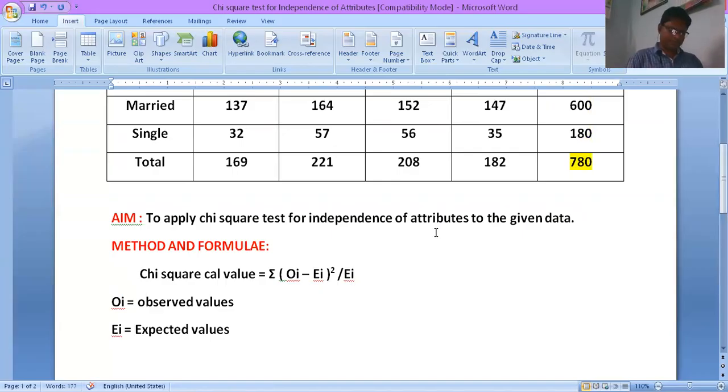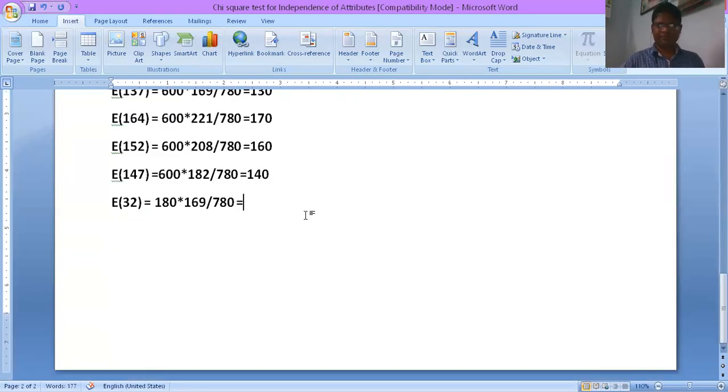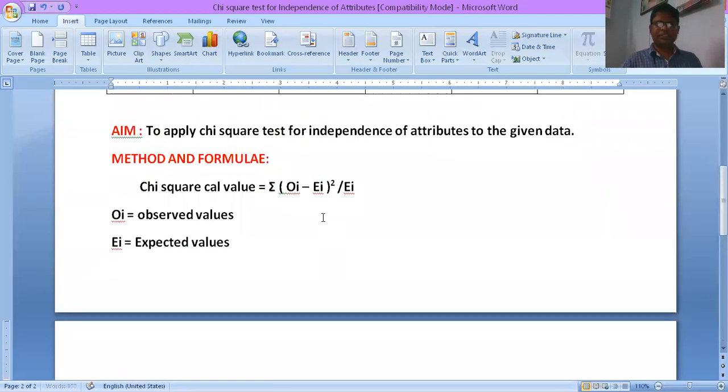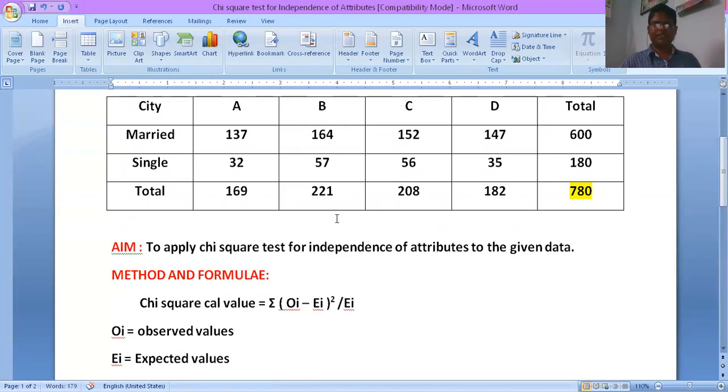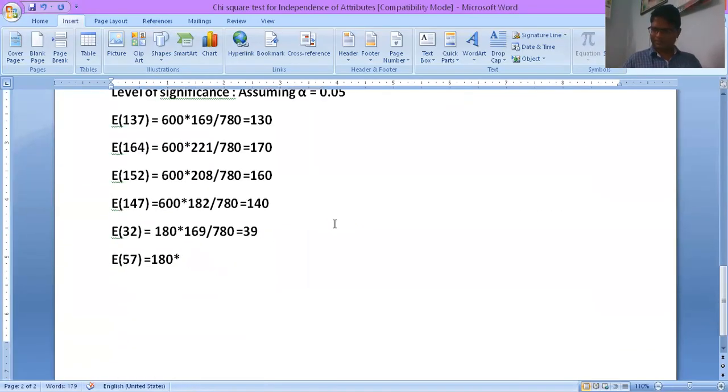180 into 169 divided by 780. So the value is 39. So next value is E57. Corresponding total value is 180. Here vertically the value is 221 divided by 780. Okay, and the value is 51.